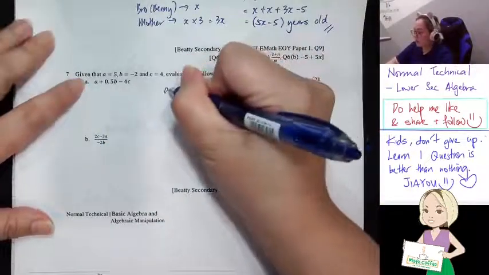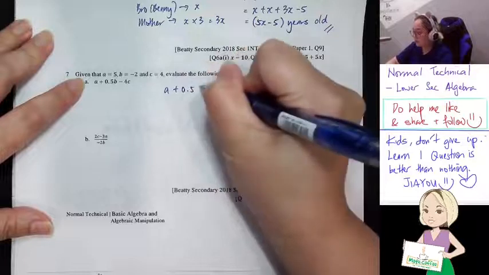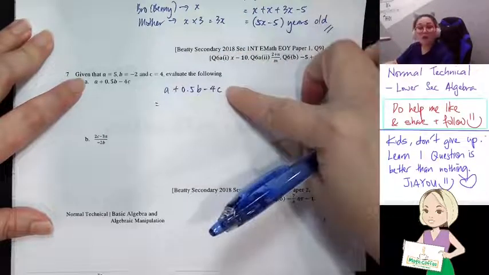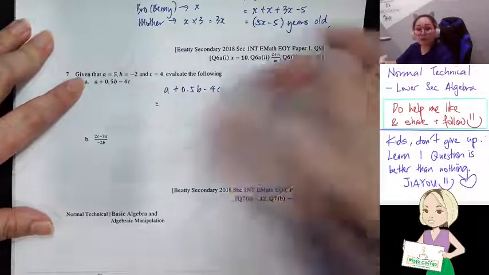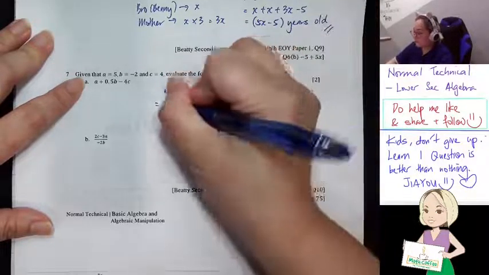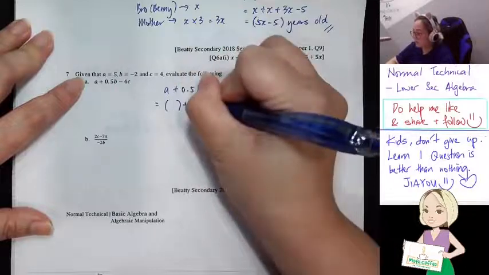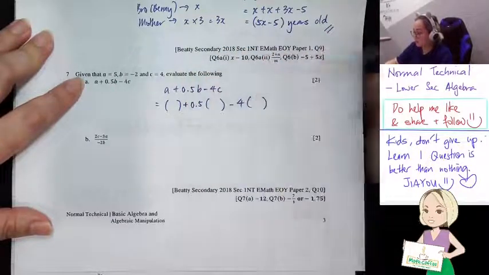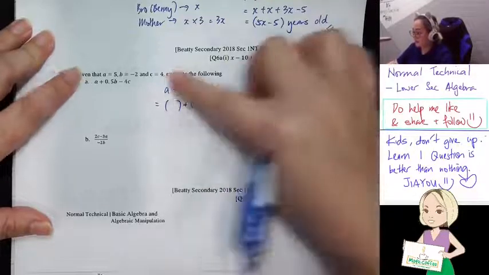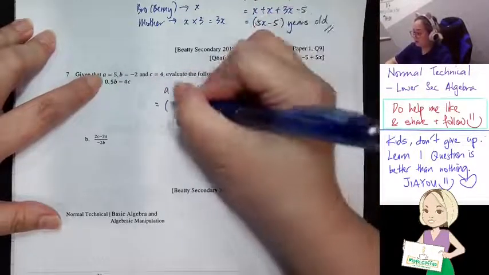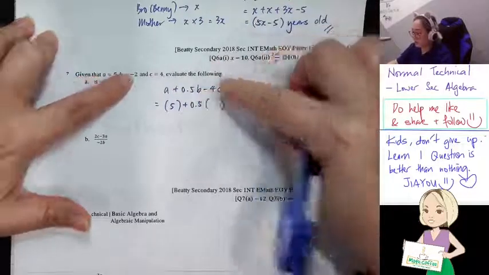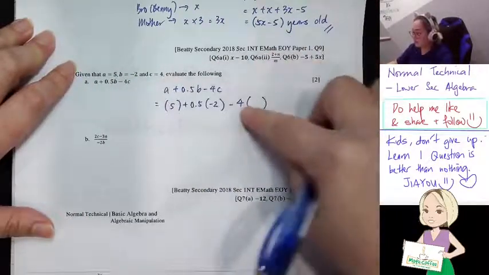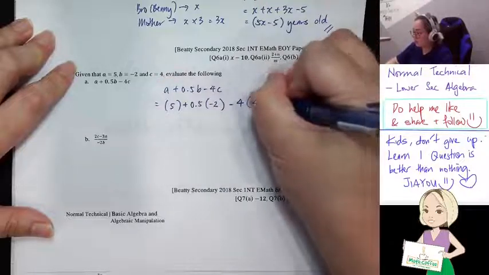So write out A plus 0.5B minus 4C. This is the question. So you're going to replace the alphabet with bracket. So it will be A plus 0.5B minus 4C. Then you go to look at the question and see what A is what. A is 5. So put in 5 here. B is negative 2. Put negative 2 here. 4 is the C. So I'm going to put in 4 here.